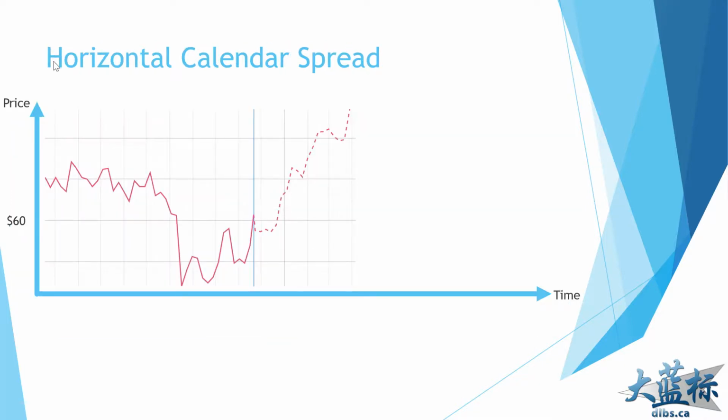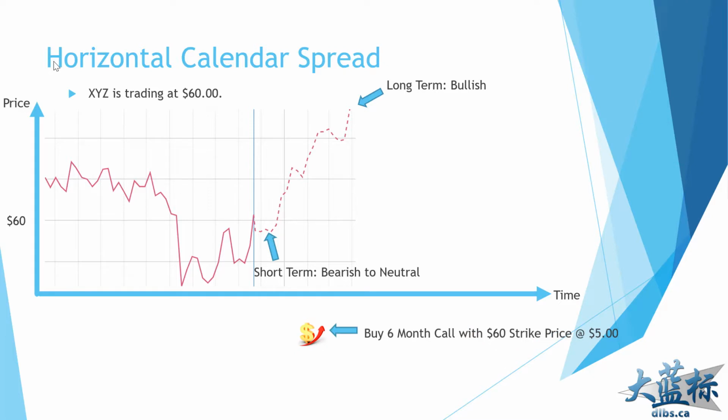So with a horizontal calendar spread, let's use this company XYZ as an example with a starting current price of $60 a share. My technical analysis suggests it is in a short-term bearish to neutral position. There are no sudden price rises expected. But my fundamental and technical analysis suggests long-term bullish patterns.